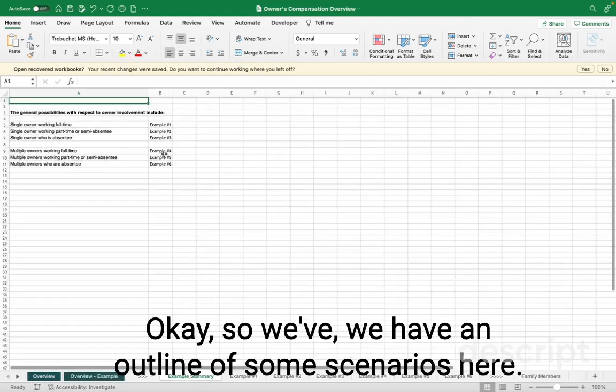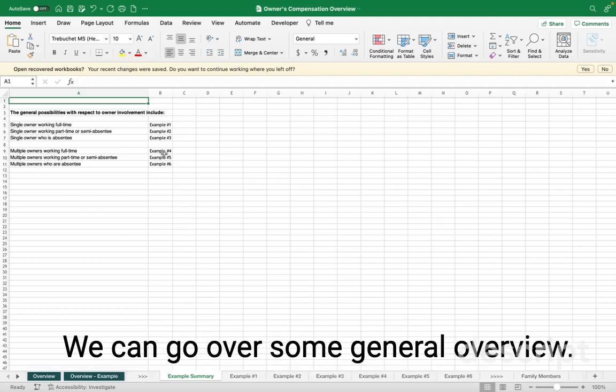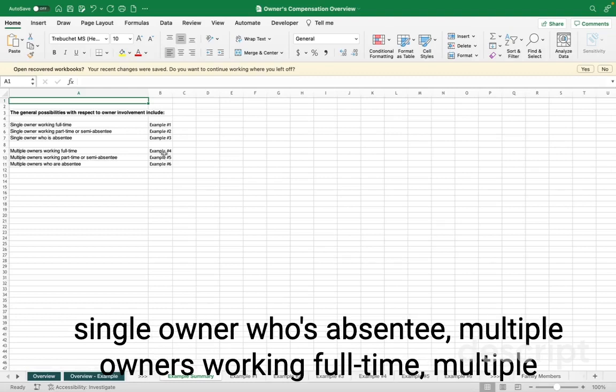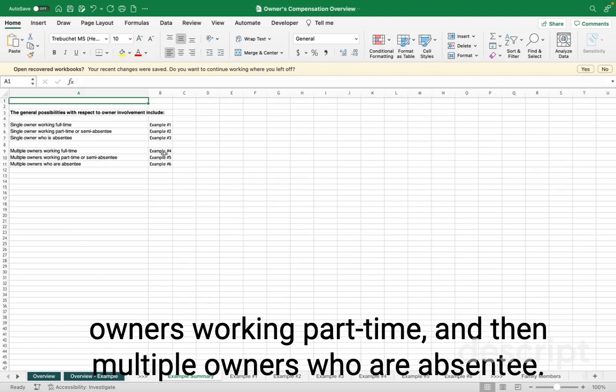Okay, so we have an outline of some scenarios here. We can go over some general overview. We have single owner working full-time, single owner working part-time, single owner who is absentee, multiple owners working full-time, multiple owners working part-time, and then multiple owners who are absentee.